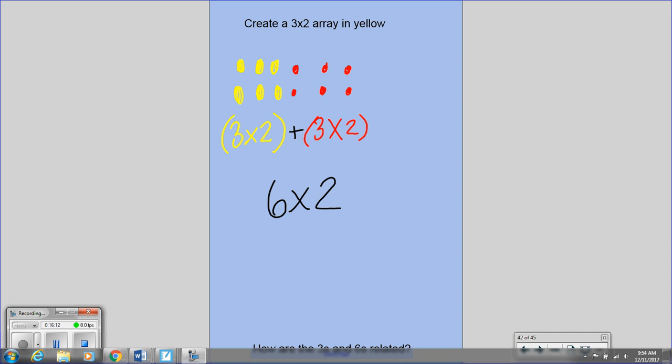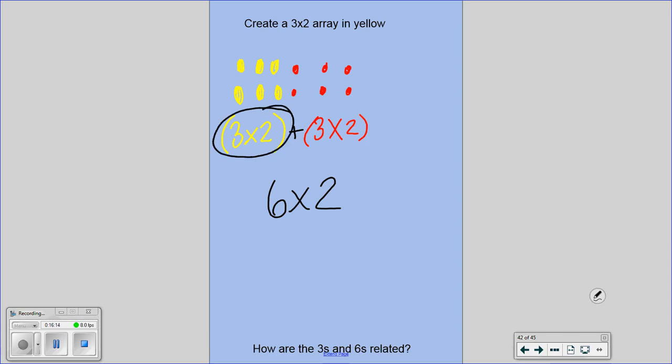I did the same equation twice. I doubled it. 3 times 2 plus another 3 times 2 doubled. And I was able to get my 6s. You should have what I have drawn and written in your notebook.